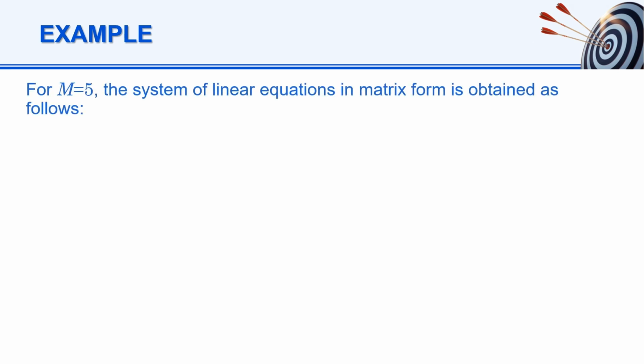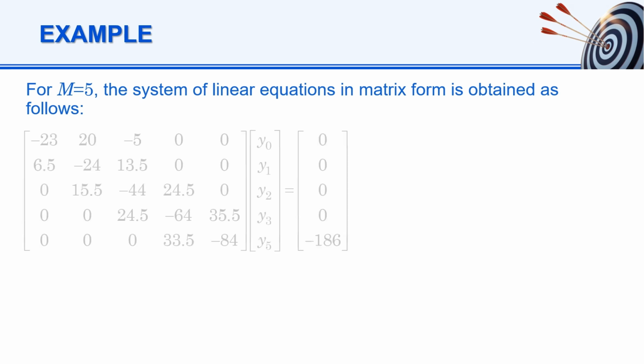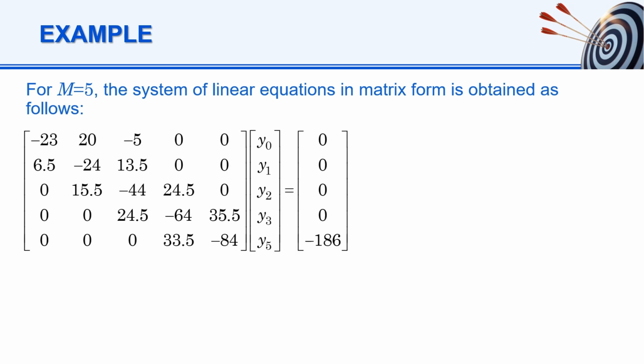For m equals 5, the system of linear equations in matrix form is obtained as follows. This is not exactly a tridiagonal system due to the first row. However, the forward elimination and back substitutions can be employed in the same manner. Keep in mind that the first row third element must be used in forward elimination step. When we reach the first row during the back substitution, the values of y1 and y2 are available from prior steps.